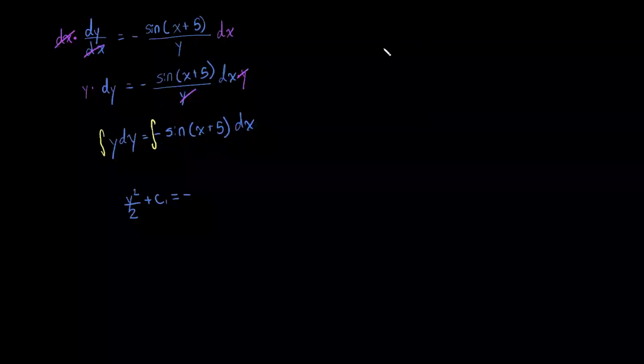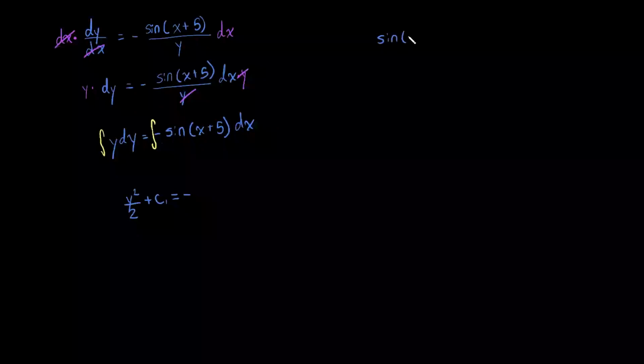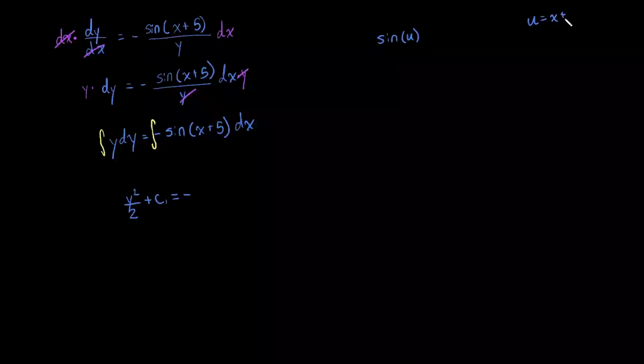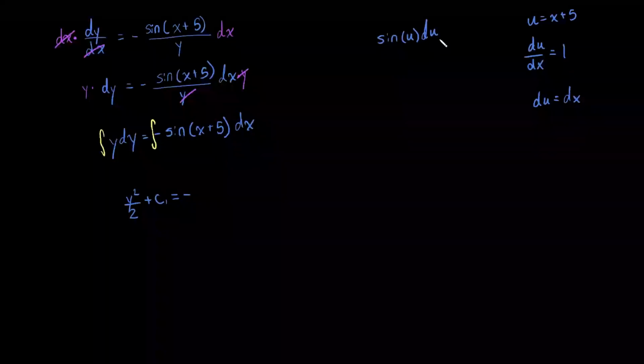Well, what we can do is some u substitution. So we can do sine of u, right? And our u is equal to x plus 5. So what is our du equal to? Well, if we take the derivative with respect to x, what we end up with is just 1. So if we solve for du, we get du is equal to dx. Well, do we have a dx? Well, we do. It's right here. Since we have a dx right there, you can go ahead and substitute it in with du. So we get sine of u du.